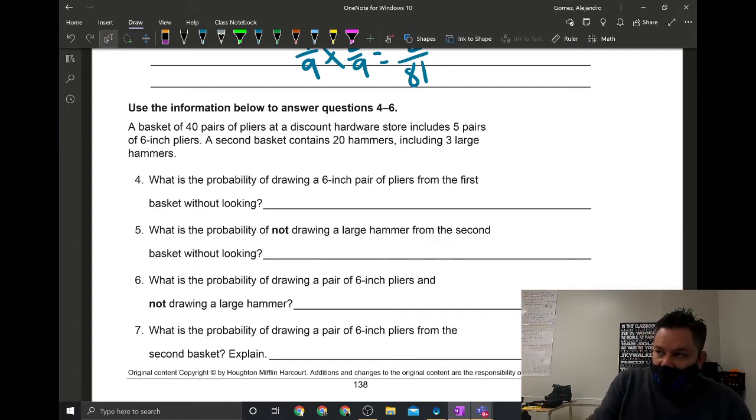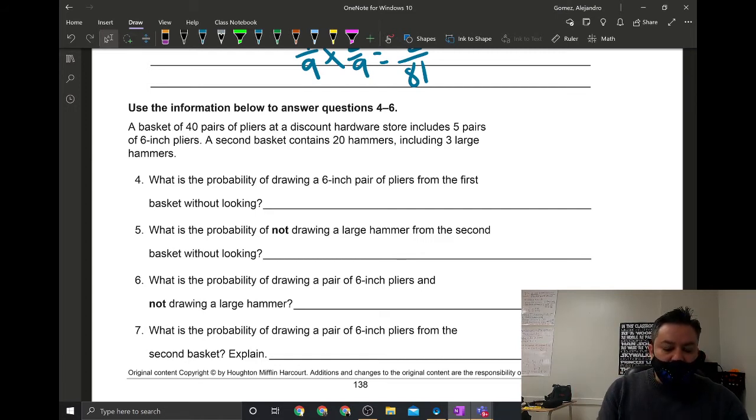Now, we're going to have a second basket, and the second basket is going to have 20 hammers, including 3 large hammers. It's not 20 hammers and then 3 large hammers. It's not 23. The total number of hammers is 20. In those 20, 3 of them are large. In the 40 pliers basket, there's only 40 of them. 5 of them are 6-inch. It's not 45. It's 5 out of the 40.